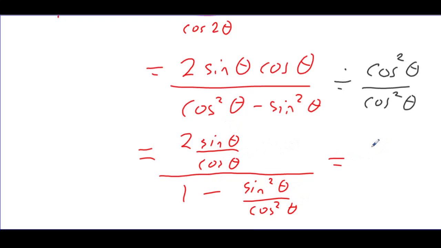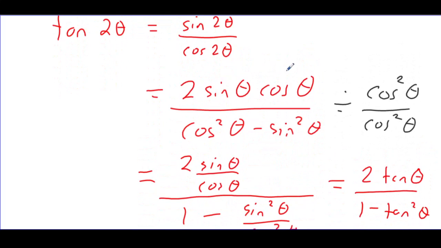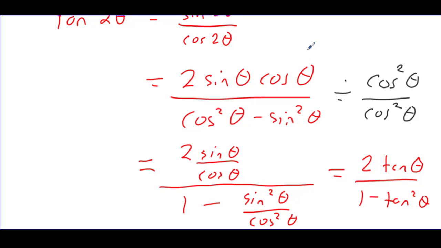So you end up getting 2 tan theta over 1 minus tan squared theta, just like we had up here. So there's another way to derive the same formula.